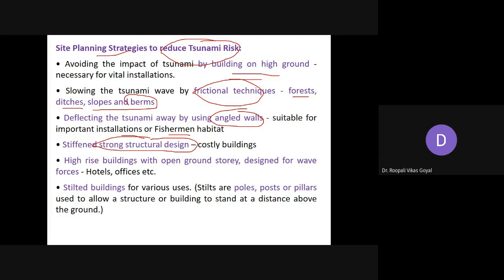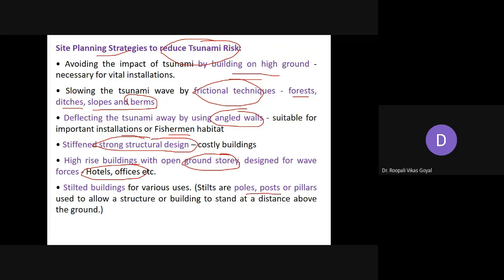High-rise building with an open ground story. You should not build anything on the ground floor; that should be kept open. So if certain waves come, they can pass through and save people. These may be hotels, offices, anything. Stilted buildings. Basically, what is a stilt? Stilts are posts or pillars.